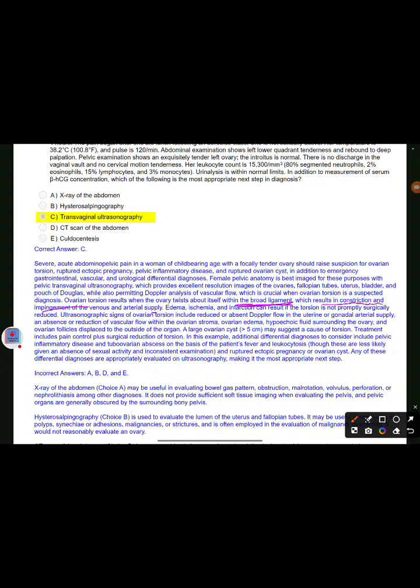Edema, ischemia, and infarction can result if the torsion is not promptly surgically reduced. Ultrasonographic signs of ovarian torsion include reduced or absent Doppler flow in the gonadal arterial supply, absence or reduction of vascular flow in the ovarian stroma, ovarian edema, and hypoechoic fluid surrounding the ovary.